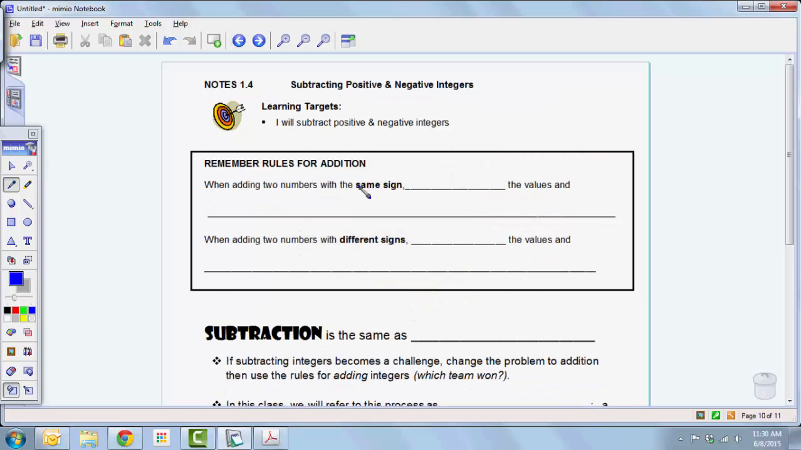So our rules for addition, if you don't remember: when we're adding two numbers that have the same sign, we're going to add the numbers together, and you're going to take the sign that both numbers have. So if they're both positive, your answer is positive. If they're both negative, your answer is negative.